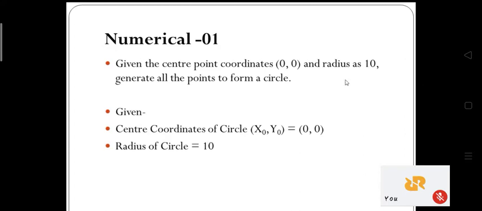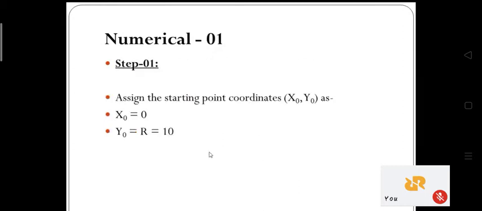So in the question, what will be given to you? The center coordinates will be given and the radius has been given. The center coordinate is 0, 0, and the radius given is 10.